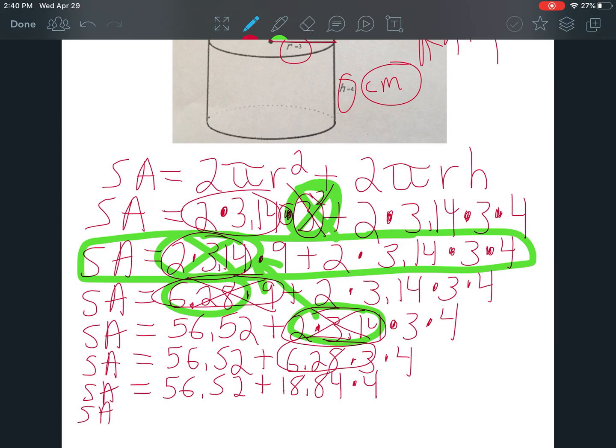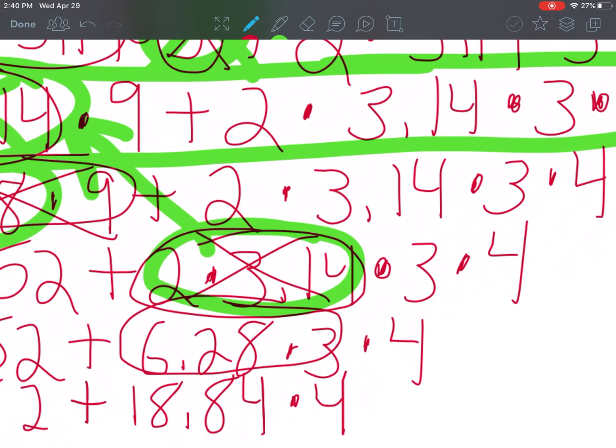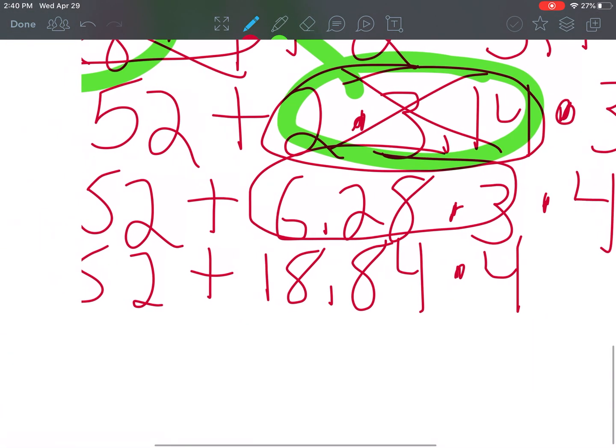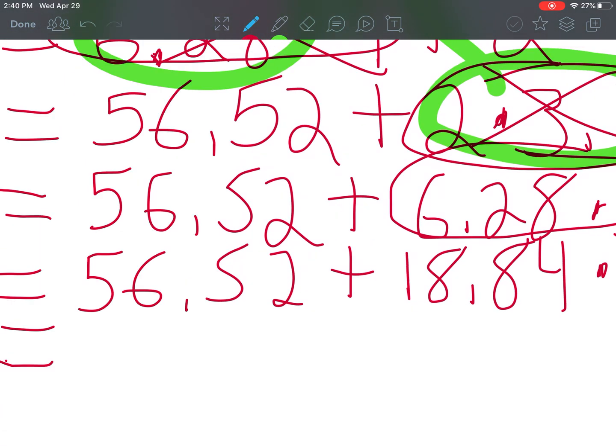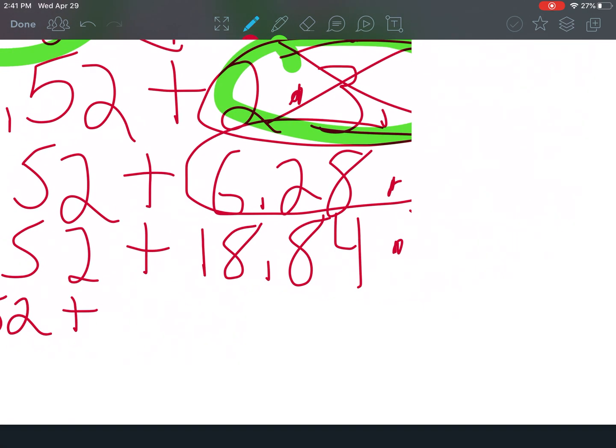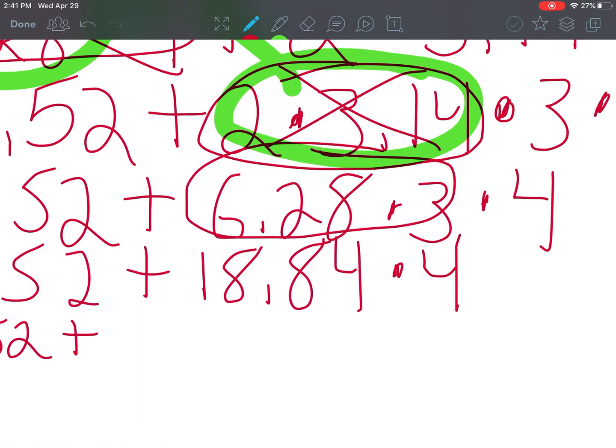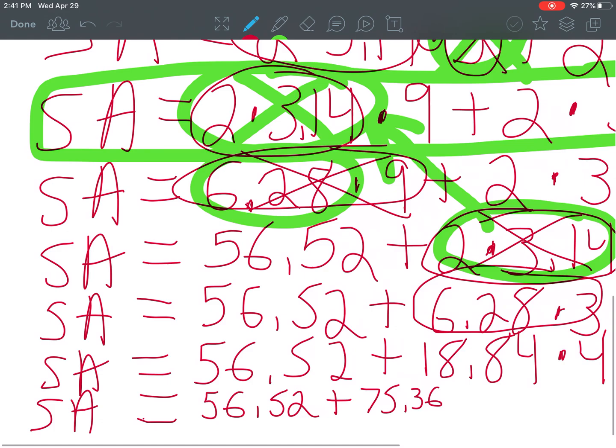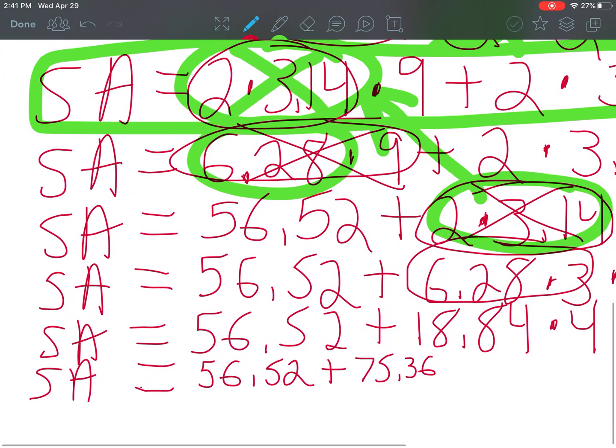So now we have surface area equals, and I'll zoom in here. So we got surface area equals, I bring down my 56 and 52 hundredths. I bring down my plus sign. Now I got my 18 and 84 hundredths times 4. So I take that number times 4, and I end up getting 75 and 36 hundredths. Getting so close, almost to the end. I know this is a lot of steps.